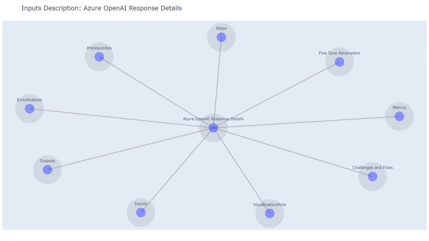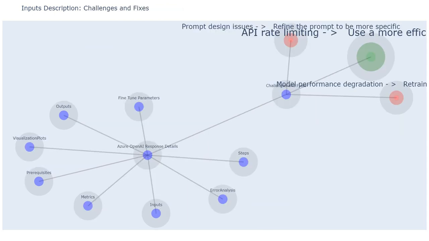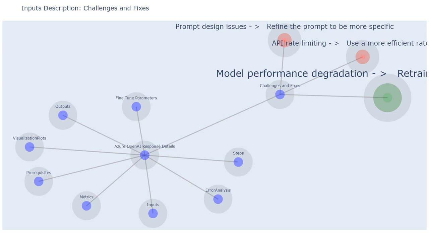Challenges and fixes description. API rate limiting occurs when exceeding the allowed number of API requests within a specified time window. Implement a more efficient rate limiter to control the frequency of requests and avoid hitting the rate limit. Model performance degradation might occur due to insufficient training data, outdated models, or evolving user needs. Retrain the model with a larger and more diverse dataset, or update to a newer model version to improve performance.